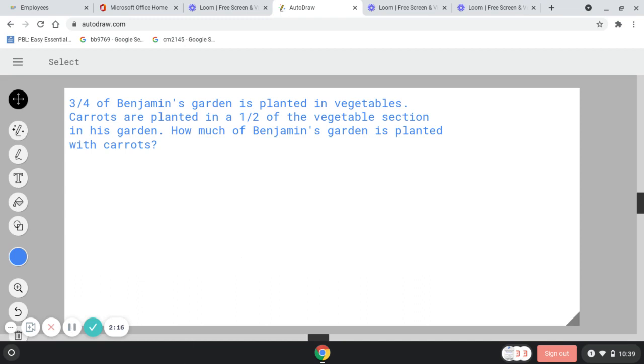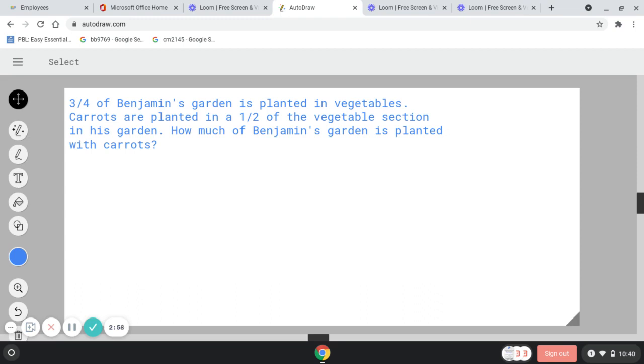Okay, great. So some quantities that appeared in this problem after we read it were 3/4, and that 3/4 represents the part of his garden, the whole, that is filled with vegetables. And then another quantity that we read was a half. So from this 3/4 section of the whole garden, half of it is designated to carrots. So those two quantities are very important within this problem.